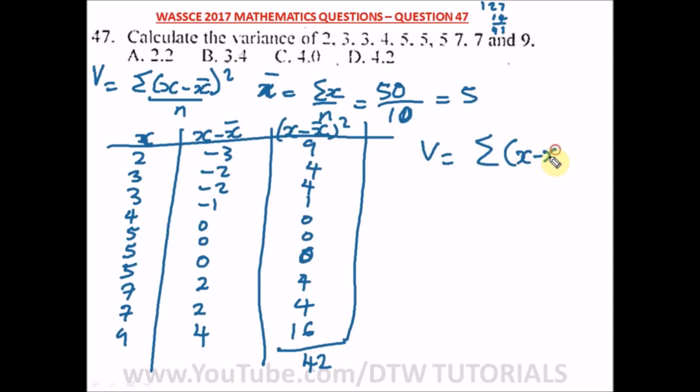Summation of this all squared divided by n. So where the summation of all this is what? 42. So 42 divided by n is what? 10, and our answer is what? 4.2. What's the right option? The right option is option D.